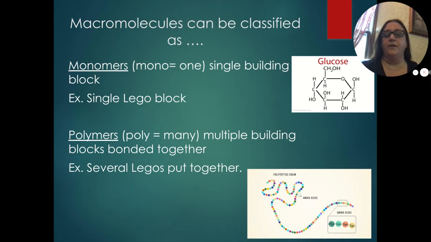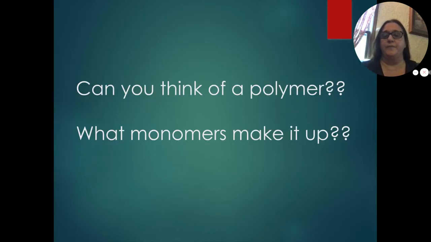Okay, so we have polymers and monomers. So if you had several Legos and you made a structure, that would be a polymer. Can you think of any other polymers and what monomers make it up? Like another analogy would be each individual pearl on a necklace would be a monomer, and the whole necklace would be the polymer. See if you can find another one.